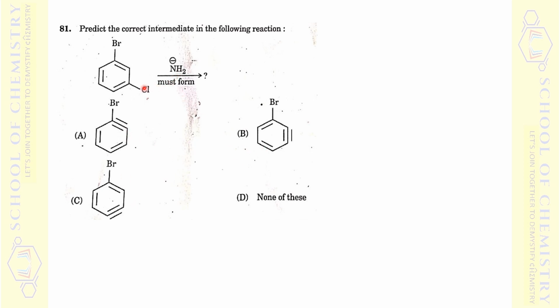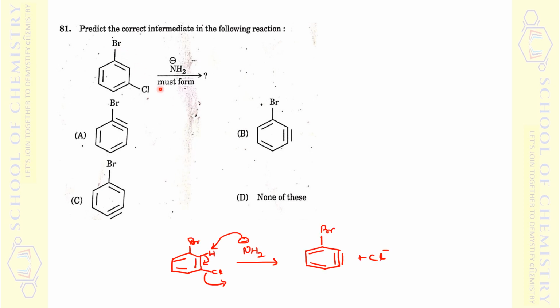The most acidic proton, the proton between these 2 electronegative groups, will be removed first, and then one of the groups will leave, right? So it has been shown here. This H plus is removed, and then this pair of electrons will migrate here, and this Cl can go out. The other possibility is that this pair of electrons can migrate here, and this Br can be removed.